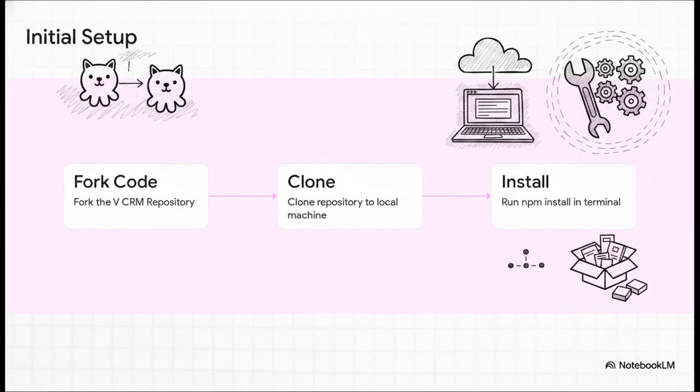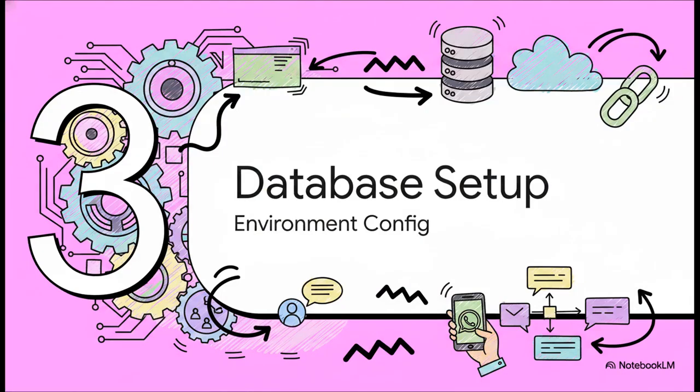So the really crucial point here is that you first need to fork the GitHub repository. If you're not familiar, forking simply means making your own personal copy of the code so you can customize it safely without messing up the original. Once it's forked, you clone it down to your computer using your terminal. And finally, you just run the command npm install. Think of this as giving your computer an instruction manual to download all the necessary background libraries the CRM actually needs to function.